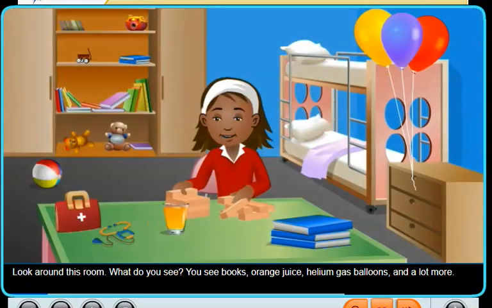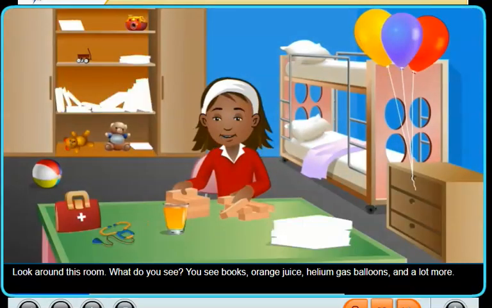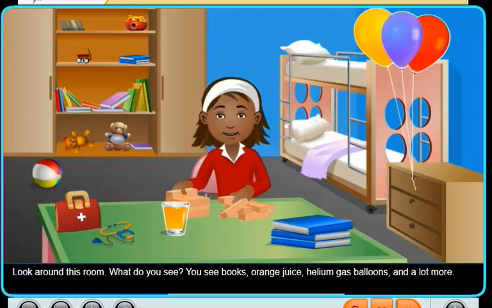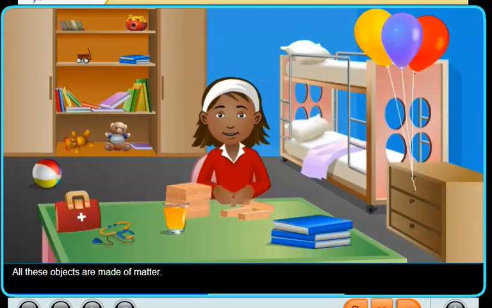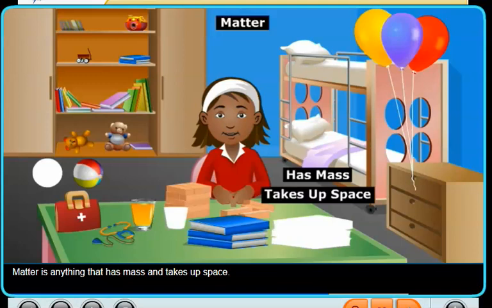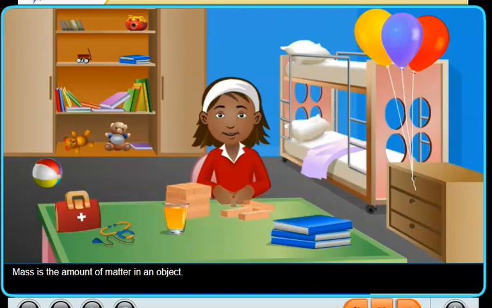Look around this room. What do you see? You see books, orange juice, helium gas balloons, and a lot more. All these objects are made of matter. Matter is anything that has mass and takes up space. Mass is the amount of matter in an object.